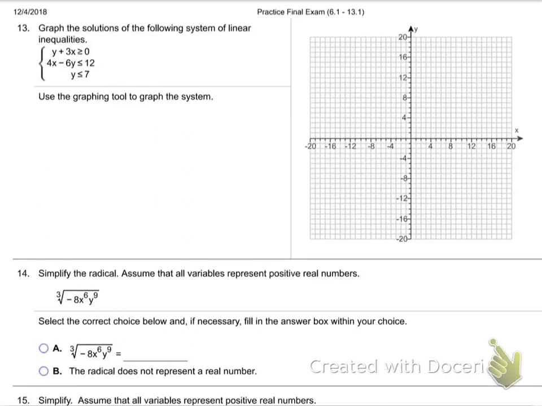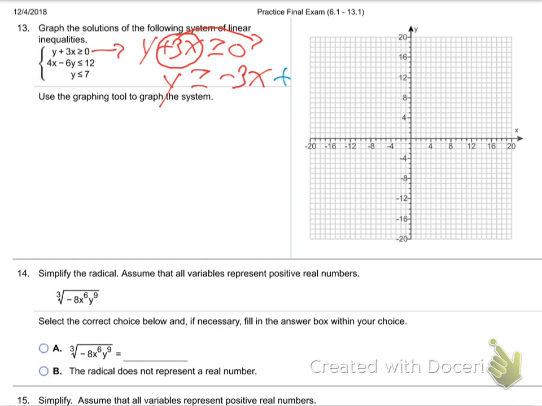Okay, number 13. Now, this one's pretty complex. We're supposed to graph, first off, this equation. So y plus 3x greater than or equal to 0. You always want to get y alone, so grab this and jump it over. Like that. Okay, now how do we graph that kind of thing?